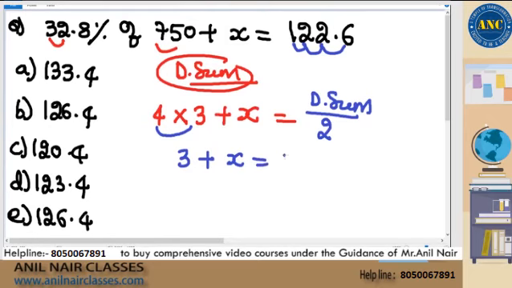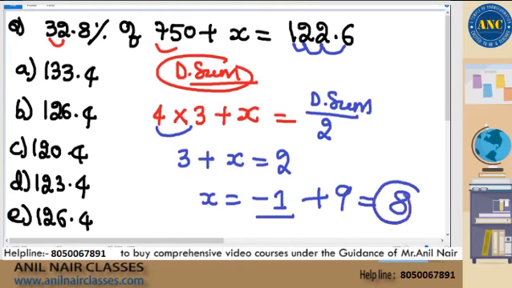3 plus x is 2. x is 2 minus 3, minus 1. If you get a digital sum of minus 1, add 9 to it. 9 minus 1 is 8. Answer digital sum 8. I hope it is clear, right, sir?